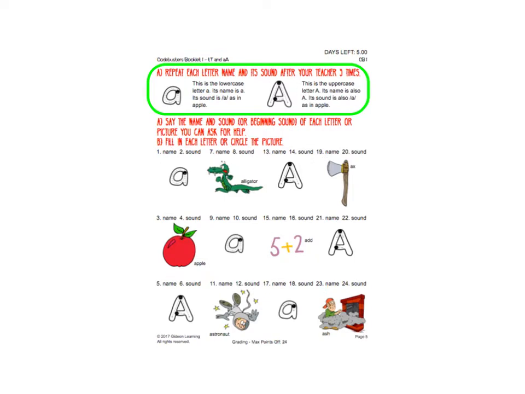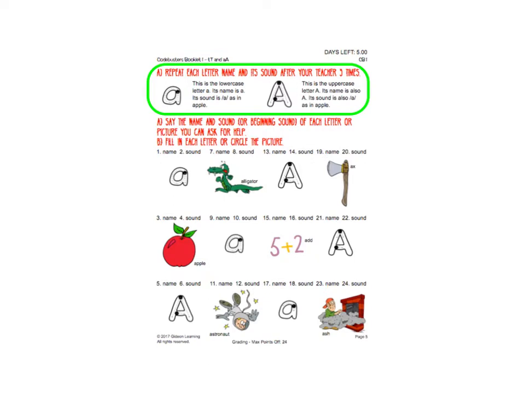Turtle, T. Circle. Teeth. Tiger, T. Turkey, T. Tunnel, T. Now you can go over this whole page with your parents. Be sure to write every letter and circle every picture. Now let's look at this next letter on page 5.